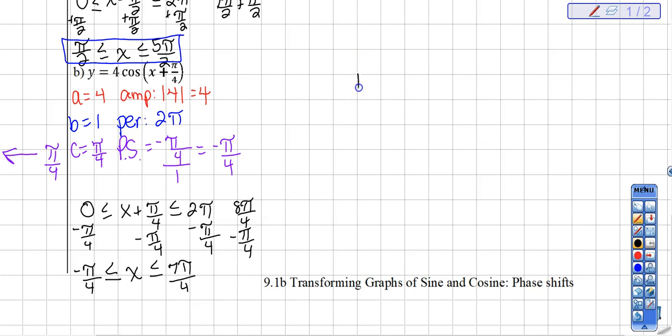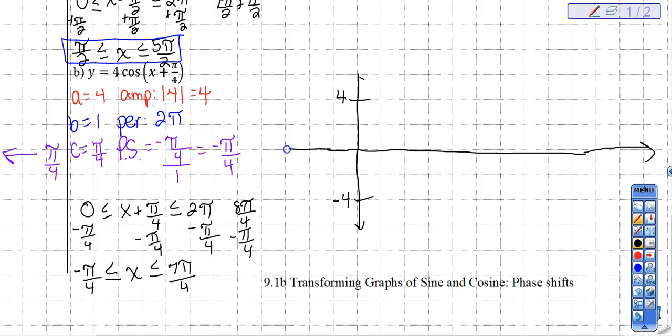So when I graph, as I mentioned, when I go to do my scale on my y-axis, I'm not even going to graph 1. I'm just going to make a mark at 4 and -4 because that's my amplitude. There's no vertical shift, so I don't have to adjust that.